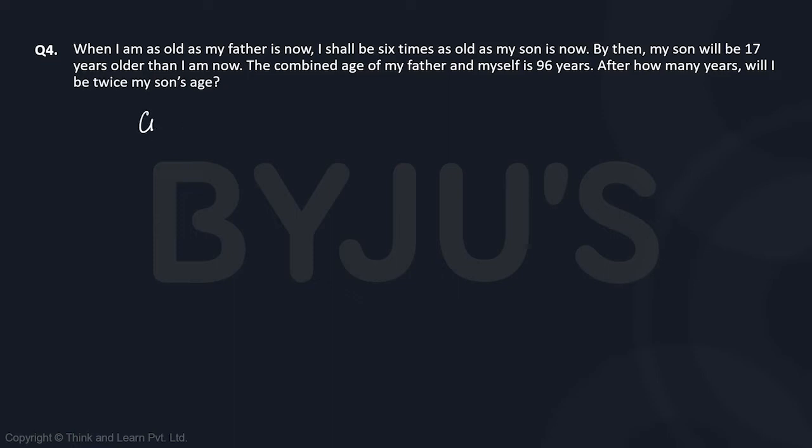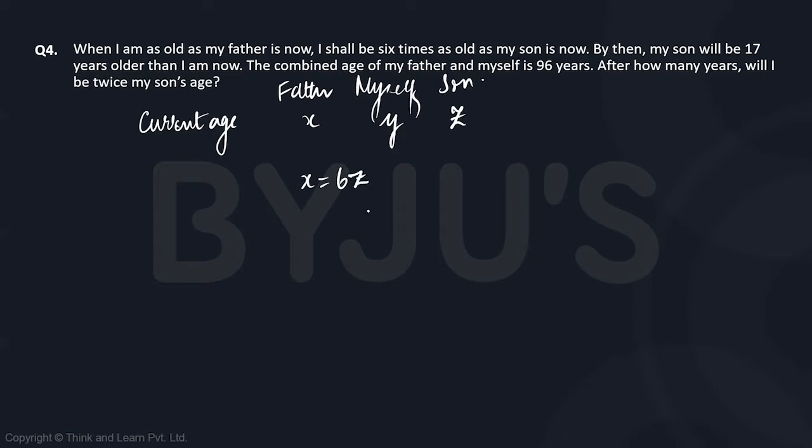So let's say that the current ages of my father, myself, and my son are X, Y, and Z, right? Now, the first statement says, when I'm as old as my father is now, I shall be 6 times as old as my son is now. So from here, we can say that X is going to be 6Z, right? 6 times my son's age.